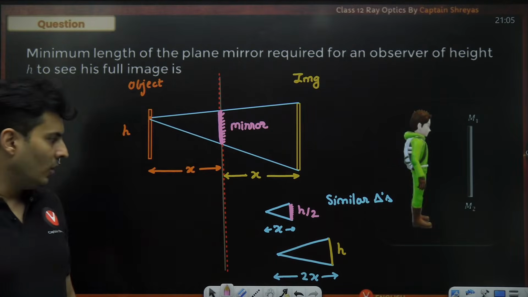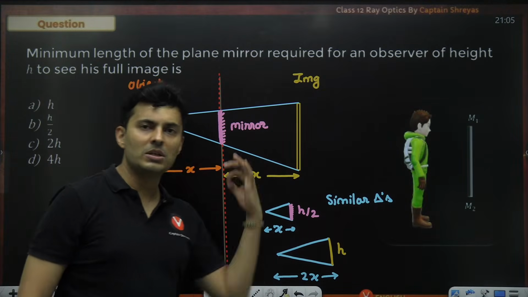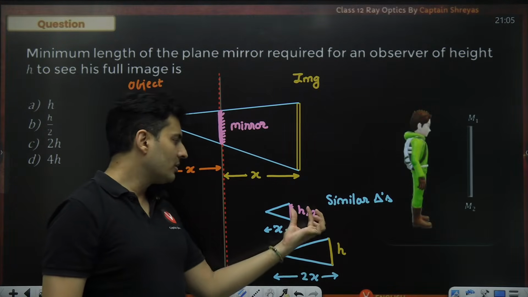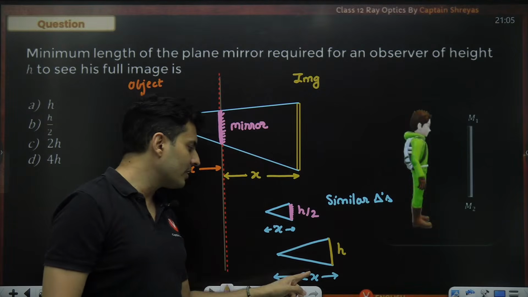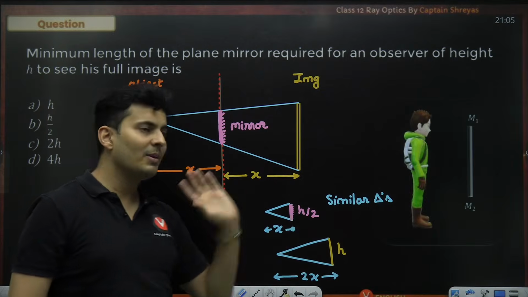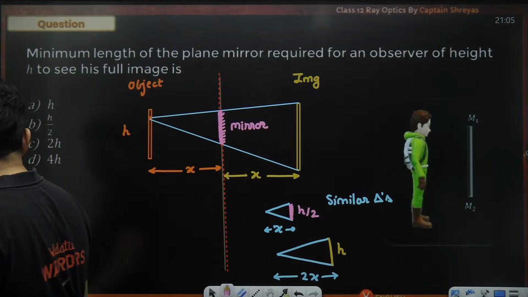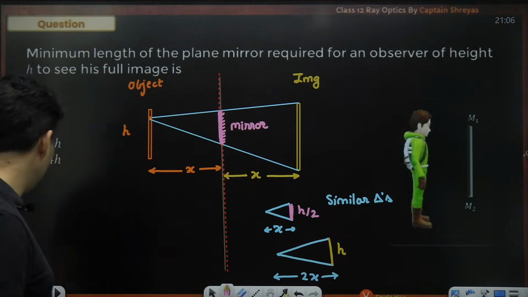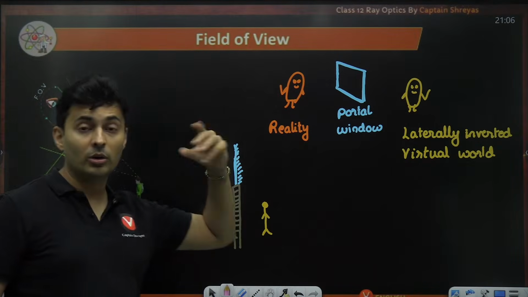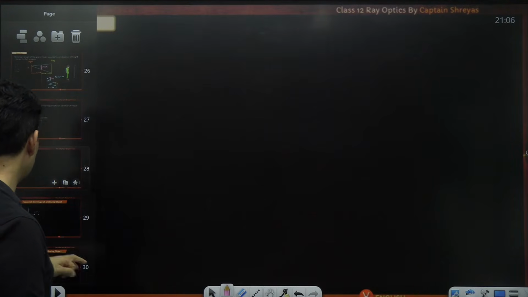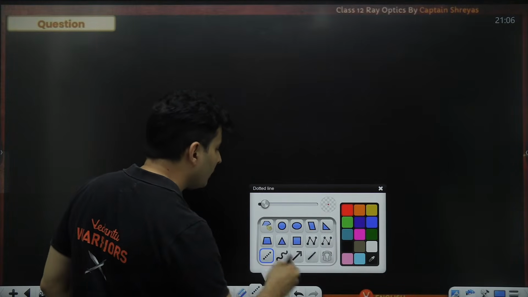Isn't it obvious now? The triangle sides, altitudes, medians, everything will be in the same ratio. So if the ratio is 1 is to 2, this will be also 1 is to 2. If this is half is to 1, this will be also half is to 1. 3 is to 1, 3 is to 1. So if this is h, this will be half of that, which is h by 2. Hence option B. Clear? How we solved it using the virtual portal, which I explained to you. This virtual portal window concept is very, very useful. I will give you more such examples right over here, right now.